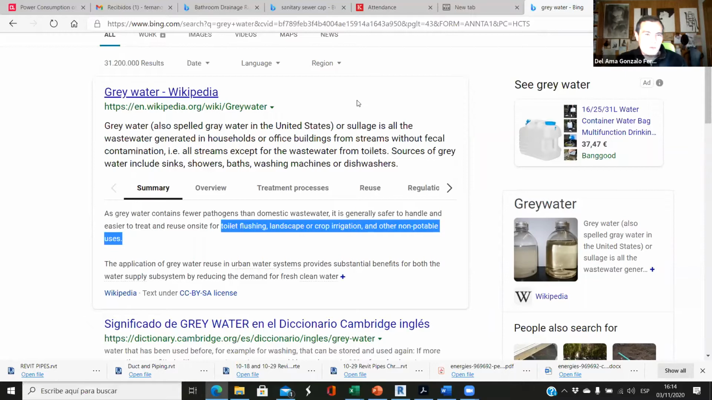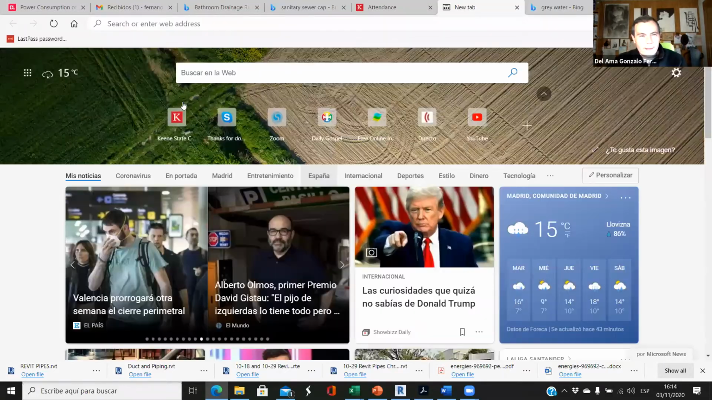So if we want to go for sustainable design, then we have to think of systems to reuse the water that is usable. We cannot reuse the water that comes from the toilet. We have to get rid of it. But we can reuse the water that comes from the rain, or we can reuse this gray water. And why are we doing this?